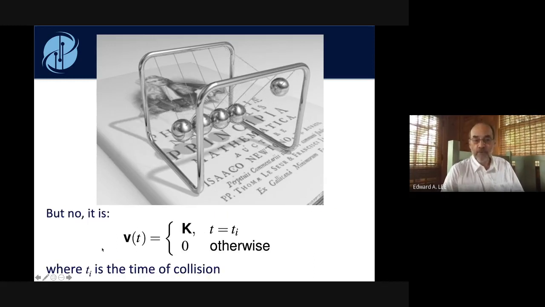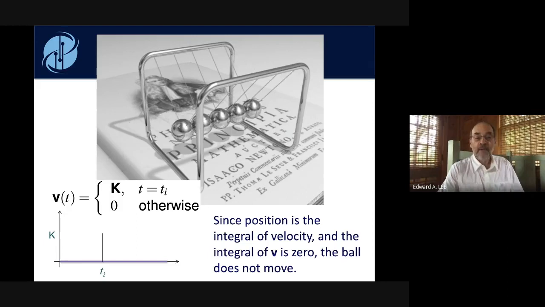Well, a straightforward way to model it is with a momentum, or I guess what's written here is a velocity that is instantaneously non-zero. But that doesn't last any time at all. It remains non-zero for zero time. But it's not a Dirac impulse. If you integrate this curve, you get zero, which is why the ball in the middle doesn't move.